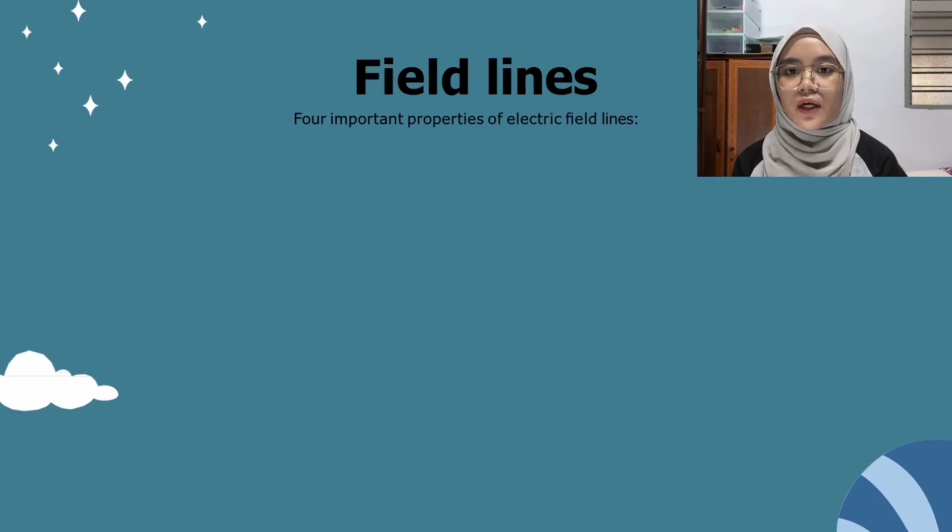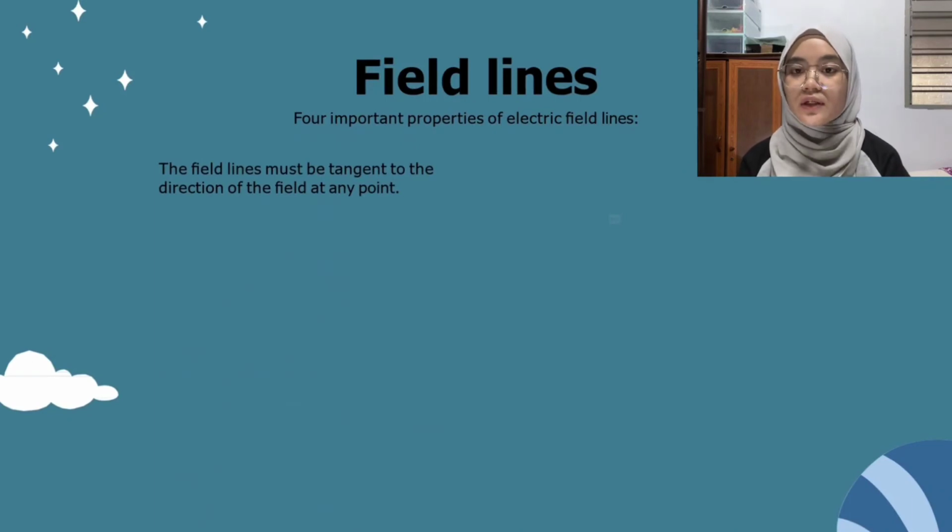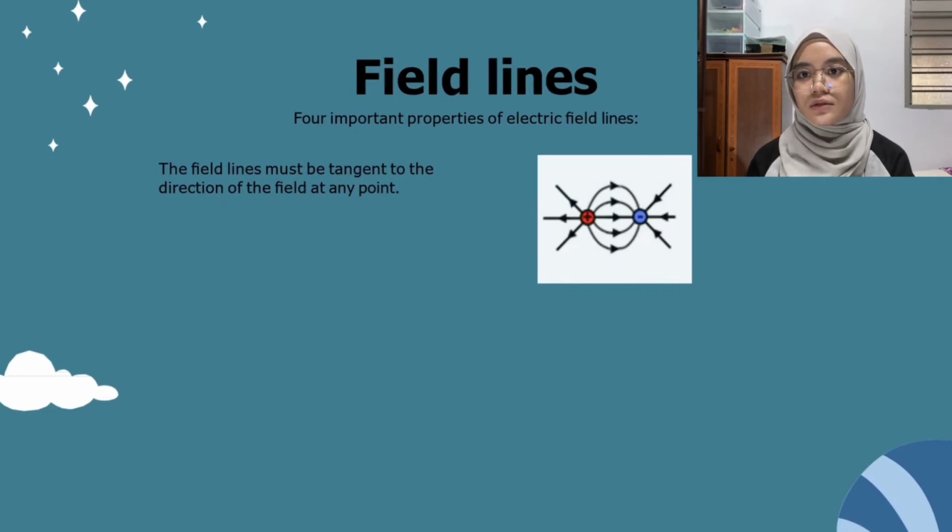So these are four important properties of electric field lines. Firstly, the field line must be tangent to the direction of the field at any point. This means if we place a positive test charge anywhere, the field lines will point in the direction of the force exerted on a positive test charge, just like the picture here.